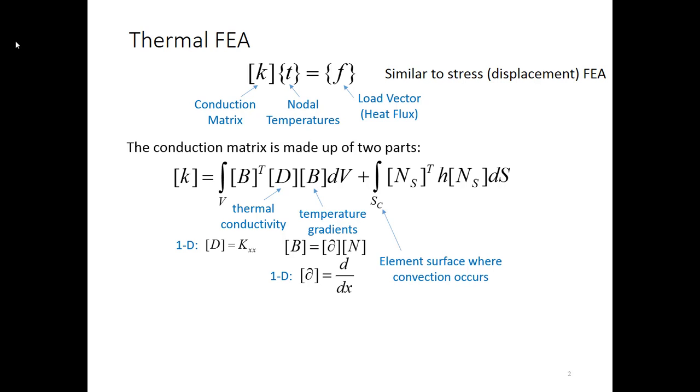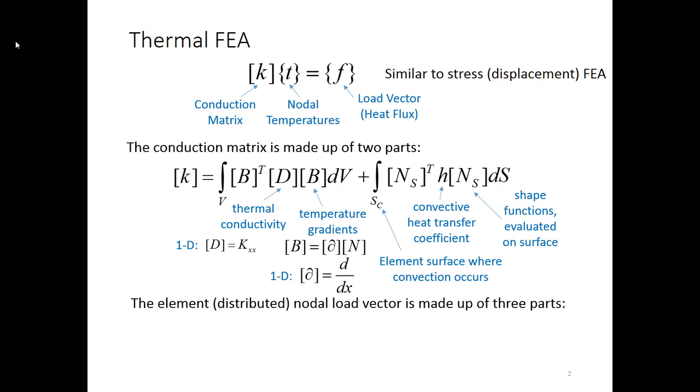Because convection depends on the surface temperature of the item, that surface temperature is initially unknown. Those are the nodal temperatures. So the conduction matrix, the way FEA is formulated, the unknowns are all on the left side of the equation. So the portion of convection that involves the surface temperature of the part shows up in the conduction matrix. Here we have the convective heat transfer coefficient H and the shape function matrix N, where we are integrating over the surface of the part that is exposed to convection.